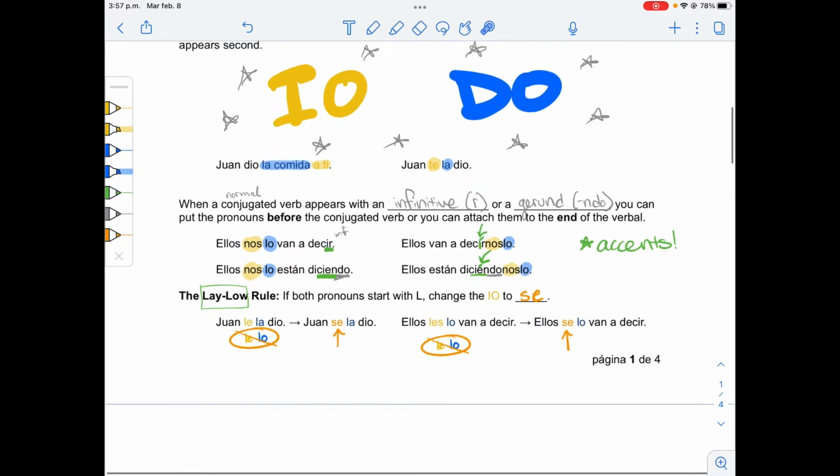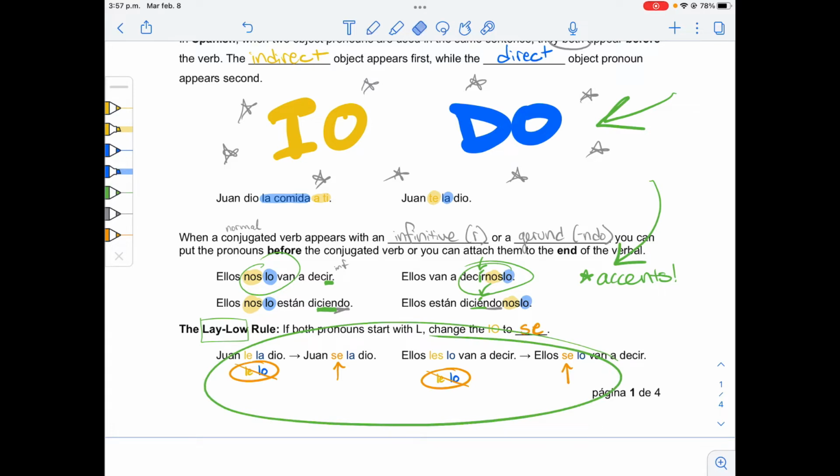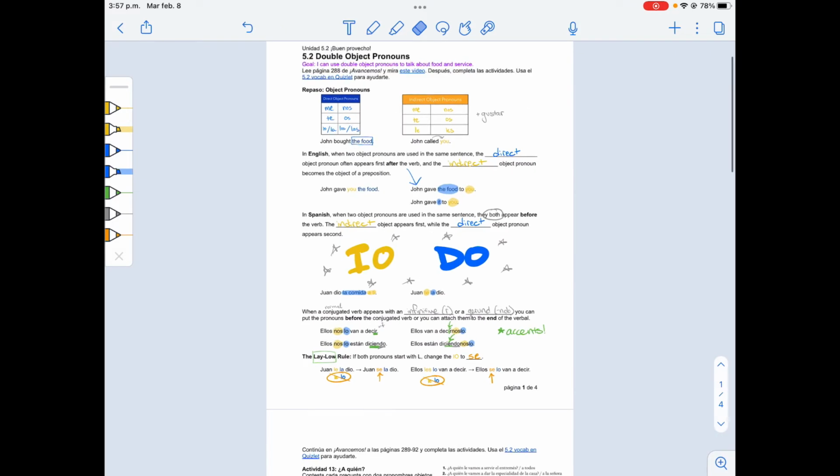There you go. Okay, three key ideas: indirect object comes first. Put accents. They can go on the beginning or they can go on the end. And then you gotta lay low. Change that lay to a se. Okay, that's a lot of theory. Let's put it into practice.